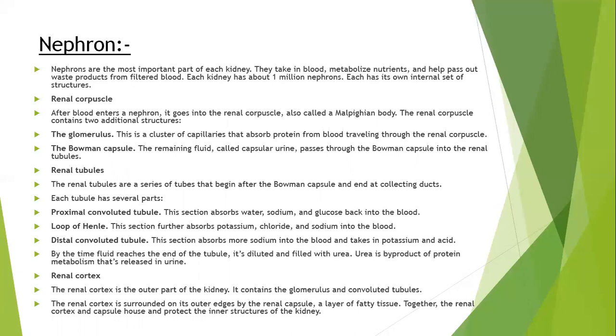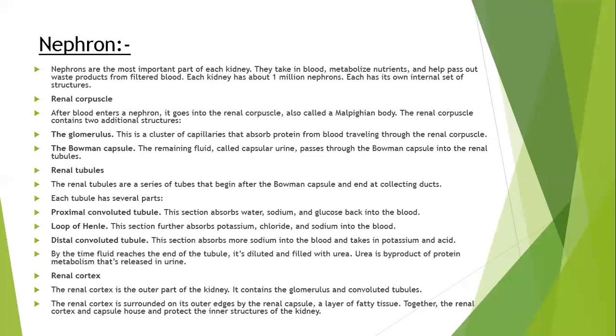Renal tubules are a series of tubes that begin after the Bowman's capsule and end at the collecting duct. Each tubule has several parts. The proximal convoluted tubule absorbs water, sodium, and glucose back into the blood. The loop of Henle further absorbs potassium, chloride, and sodium into the blood. By the time fluid reaches the end of the tubule, it's diluted and filled with urea. Urea is a byproduct of protein metabolism that's released in urine.